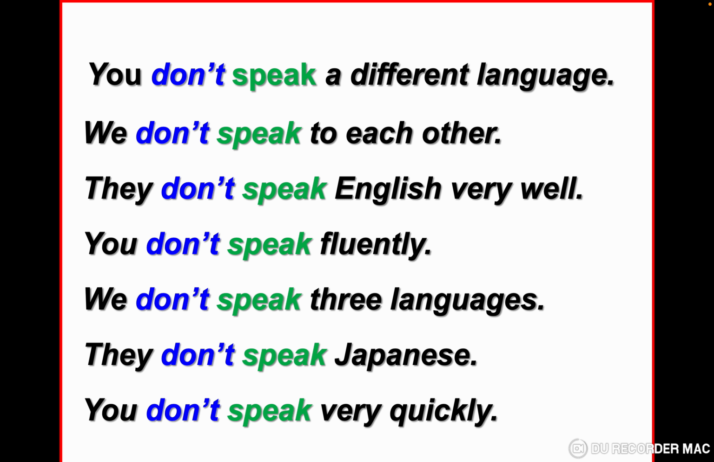Let's repeat after me. You don't speak a different language. We don't speak to each other. They don't speak English very well. You don't speak fluently. We don't speak three languages. They don't speak Japanese. You don't speak very quickly.